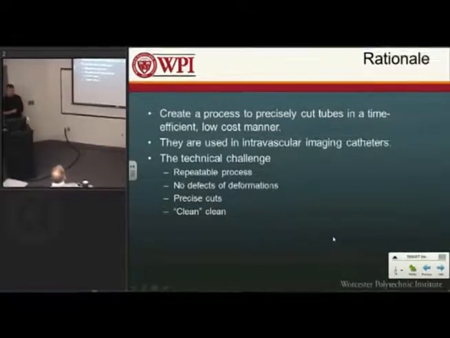So the idea of this project, as I explained before, is to create a process to precisely cut tubes in a time efficient and low cost manner. The real challenge here is creating a repeatable process to cut them because of their fragility, how small they are, and how easily they kink and deform.